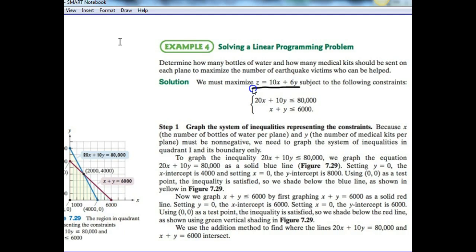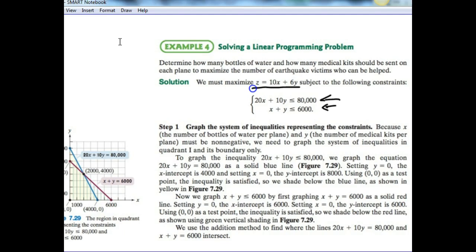It's using constraints, which are nothing more than these equations right here, to be able to find out what would be the maximum answer we could get and what would be the minimum answer we could get. And this is used in business quite often. So look at step 1.